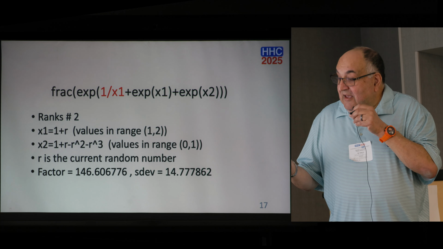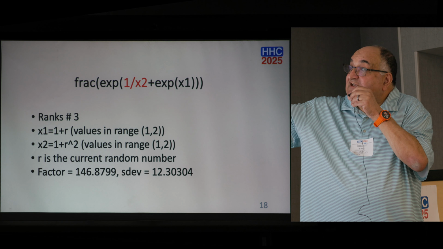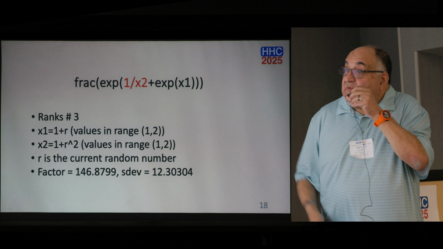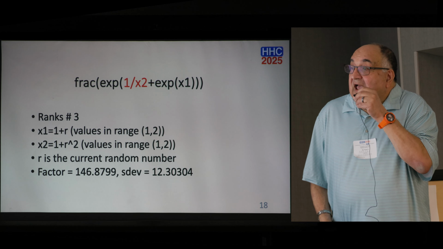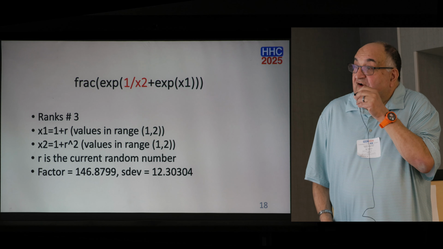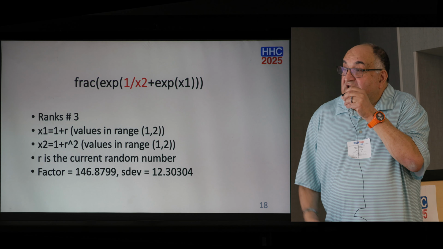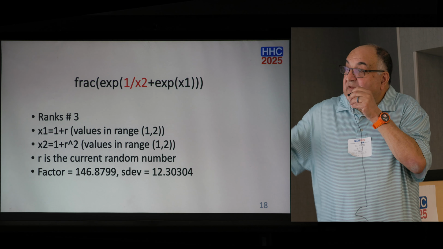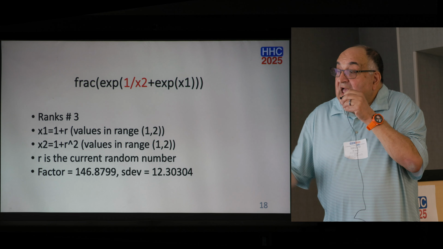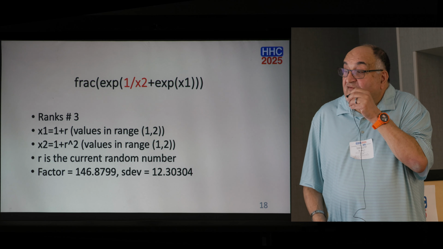And the third one here, I even simplify things. It's 1 over x2 plus the exponential of x1. And x1 is a linear function of R. x2 is 1 plus R squared. And they both are in the range of 1 to 2. And I also get 146.8. So I'm kind of inching closer to 147. Okay.